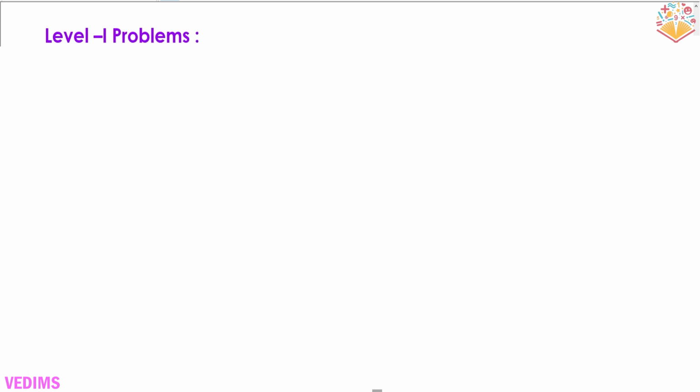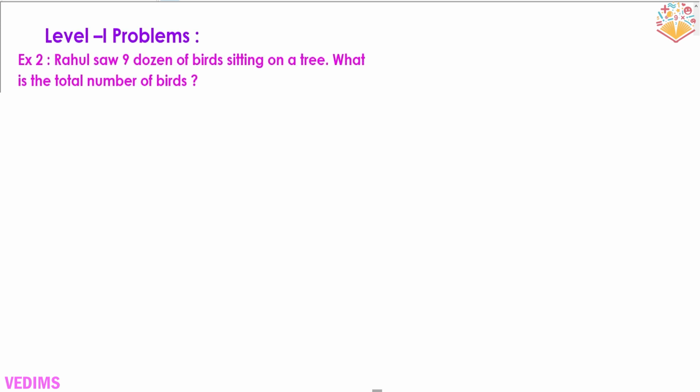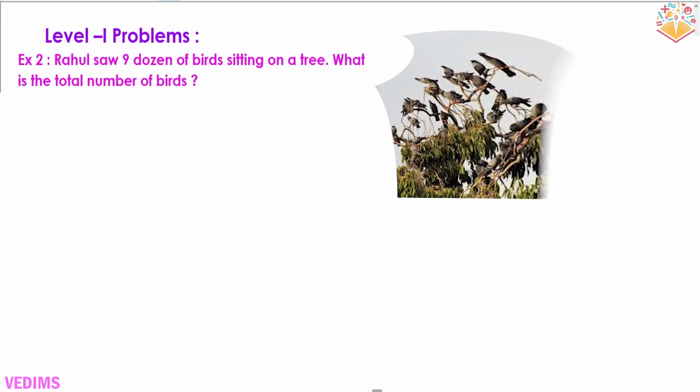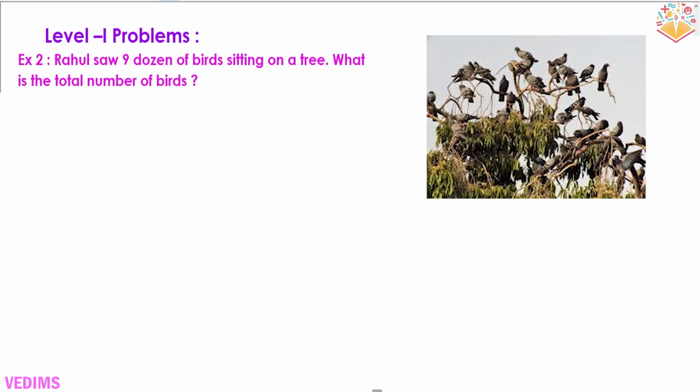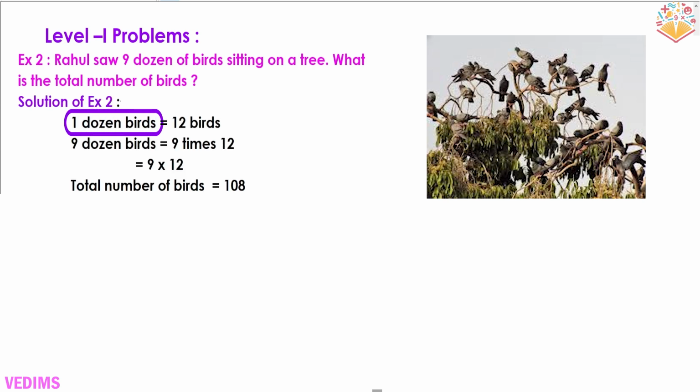Let us see another example. Rahul saw 9 dozen birds sitting on a tree. What is the total number of birds he saw? 1 dozen of birds means 12 birds. 9 dozen of birds means 9 times 12, and you can use 9 into 12. Total number of birds will be 108. Observe, the rule is applied.